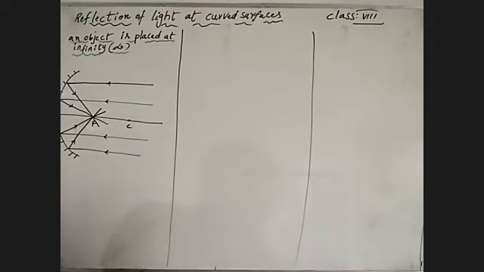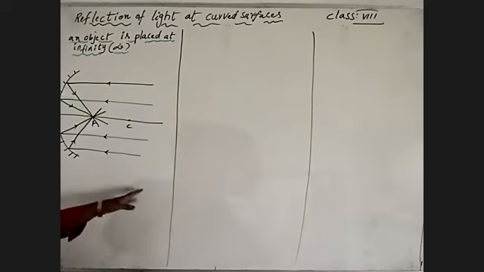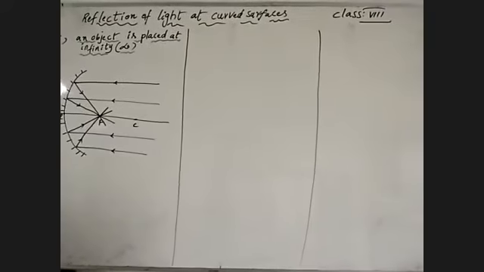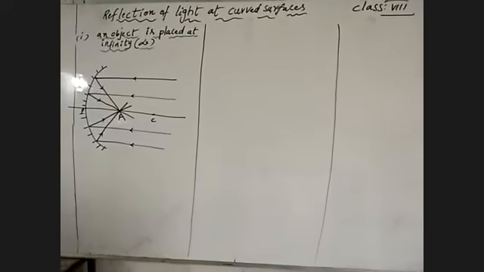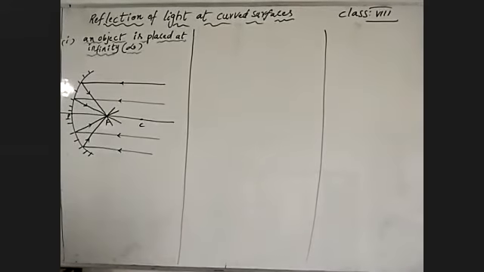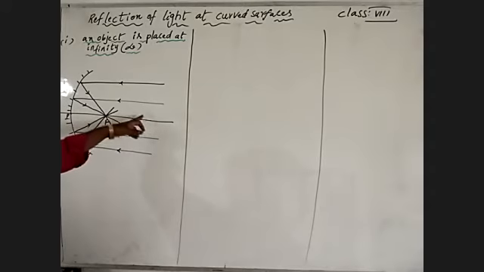Yeah, see there. What I'm saying to you: when the light rays are coming from infinity, where is the image formed, can you recognize? The image is formed at the focus. When light rays are coming from infinity, those will travel parallel to the principal axis.